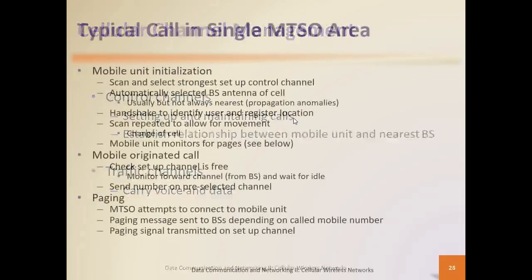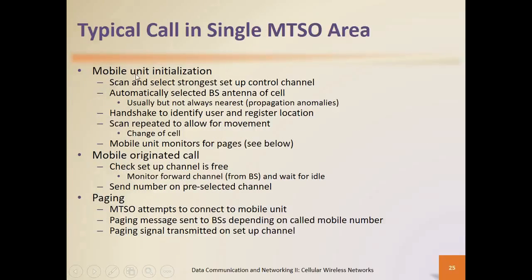So the first thing is mobile units are initialized. That's by scanning and selecting stronger setup control channels, and automatically selecting base station antennas of cells that are usually, but not always, nearest. At least you find the most well propagated antenna or base units that can handle propagation anomalies within a given base station.